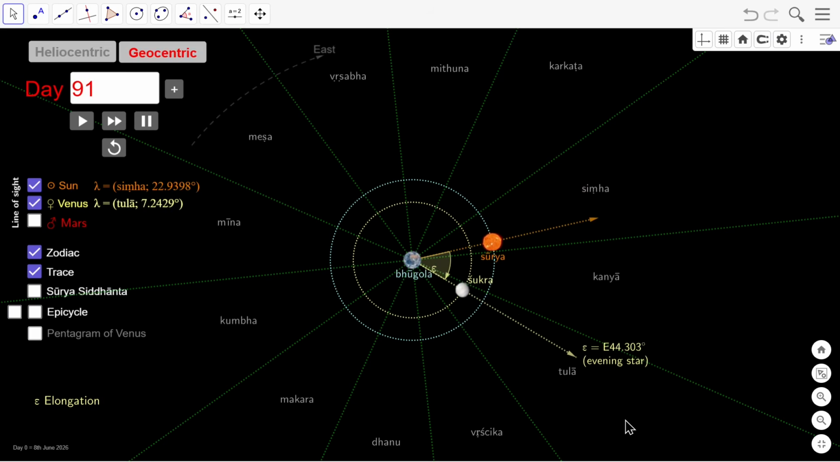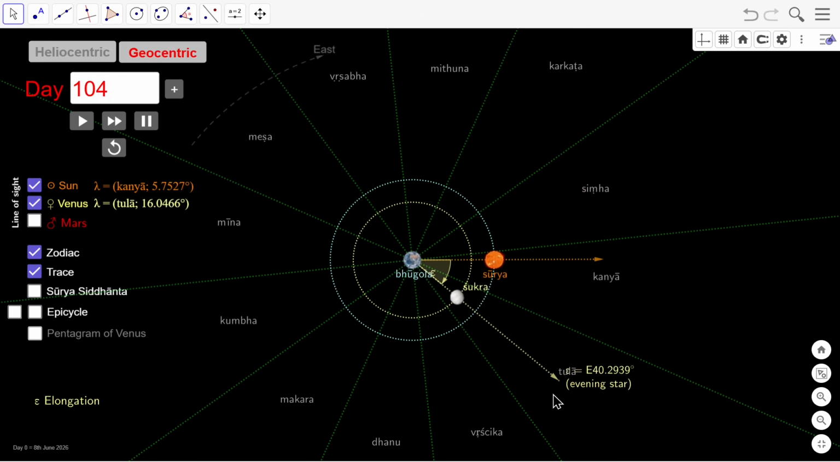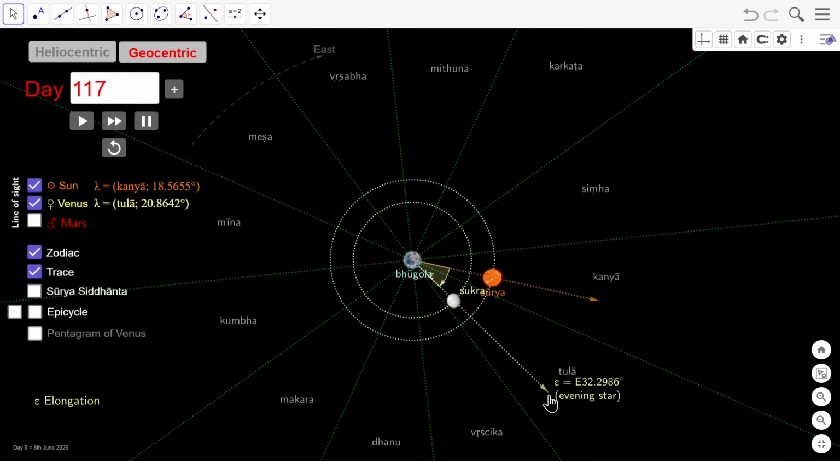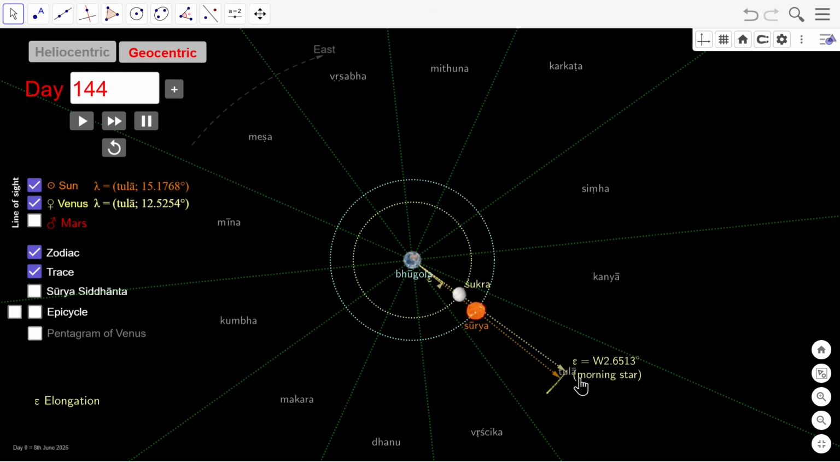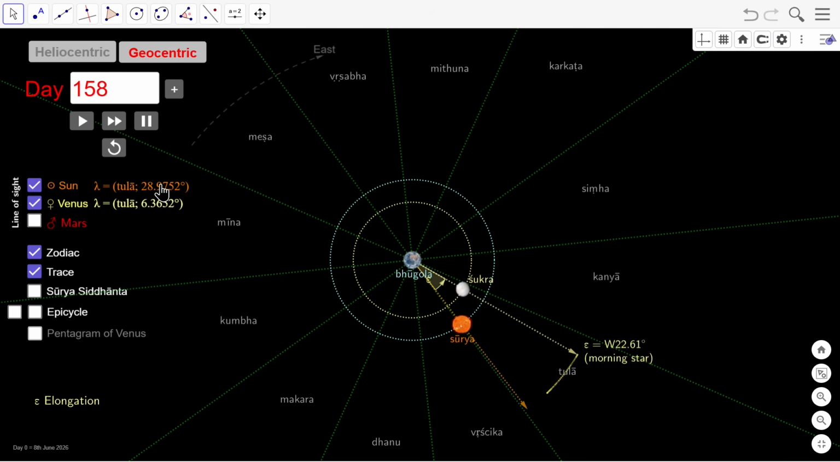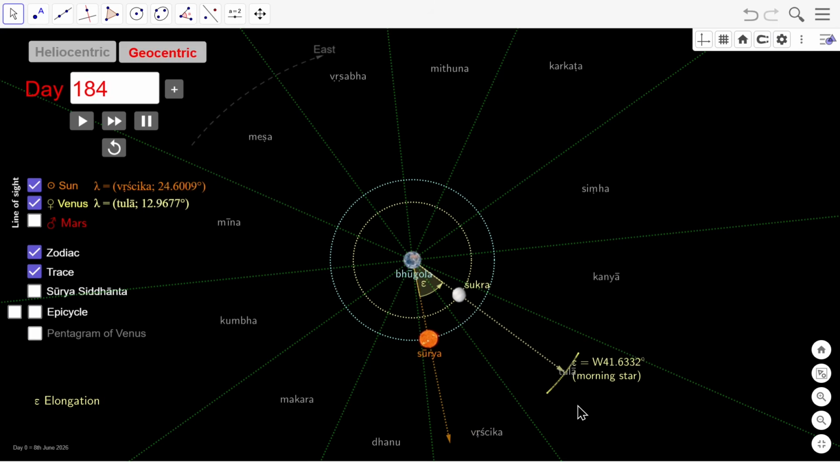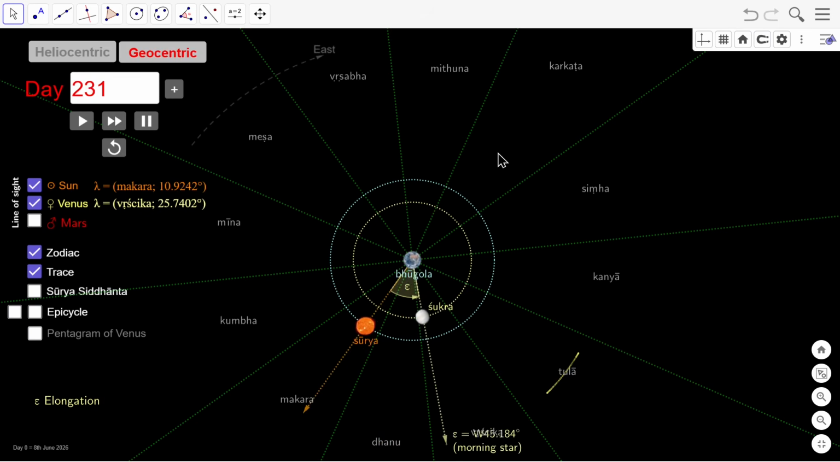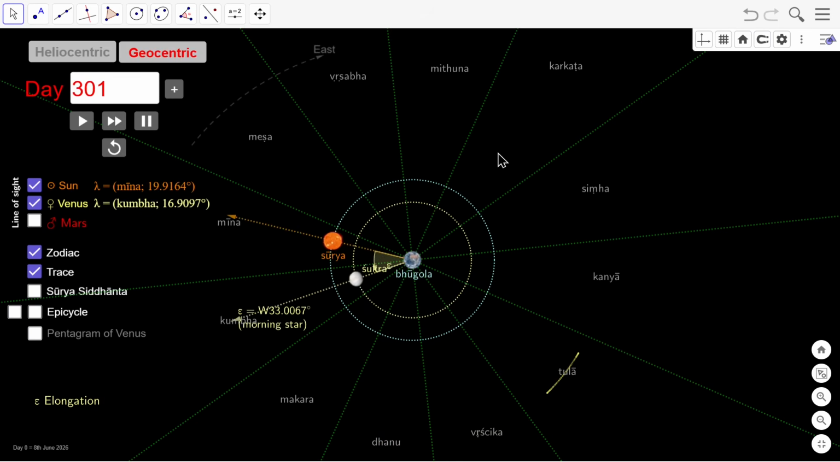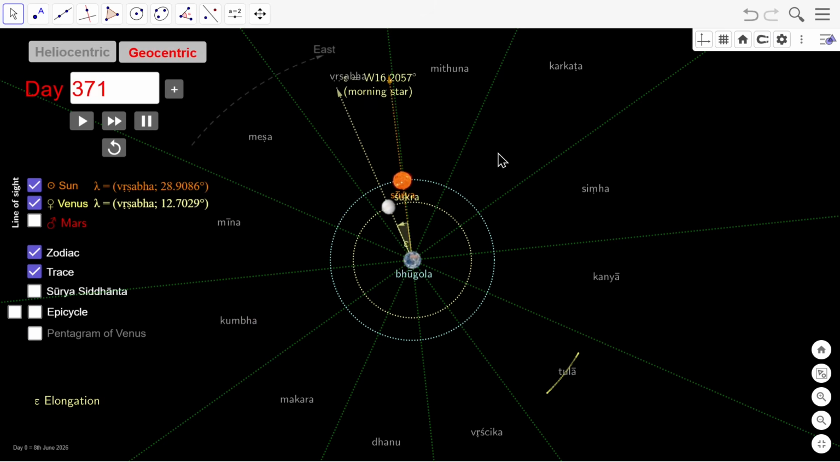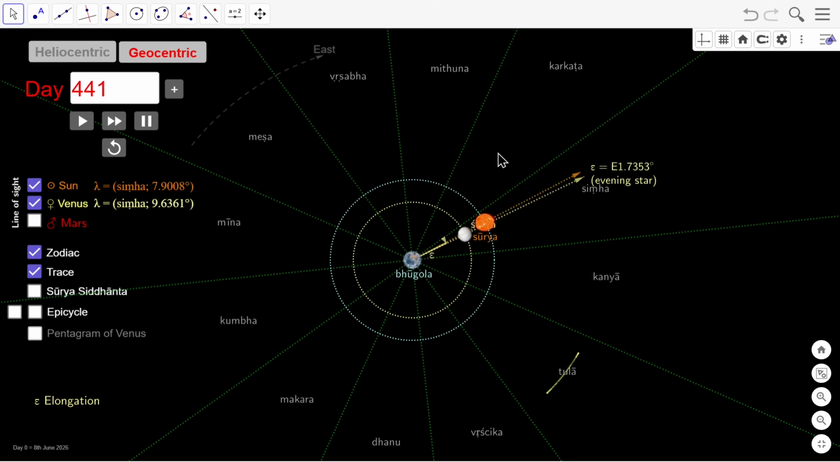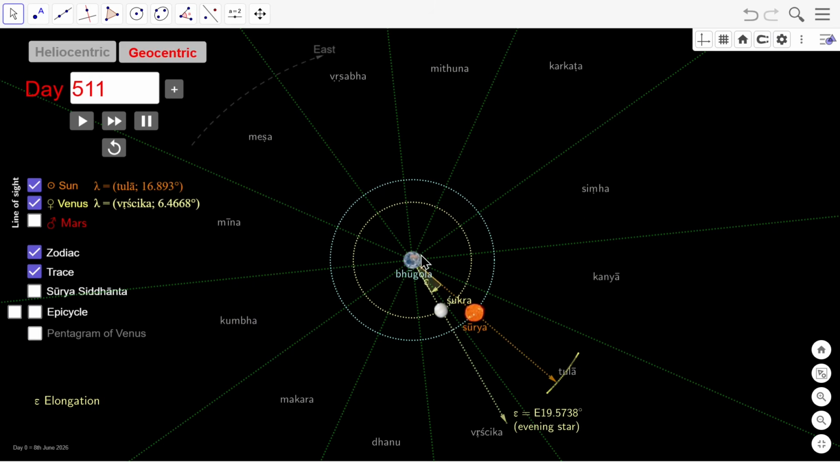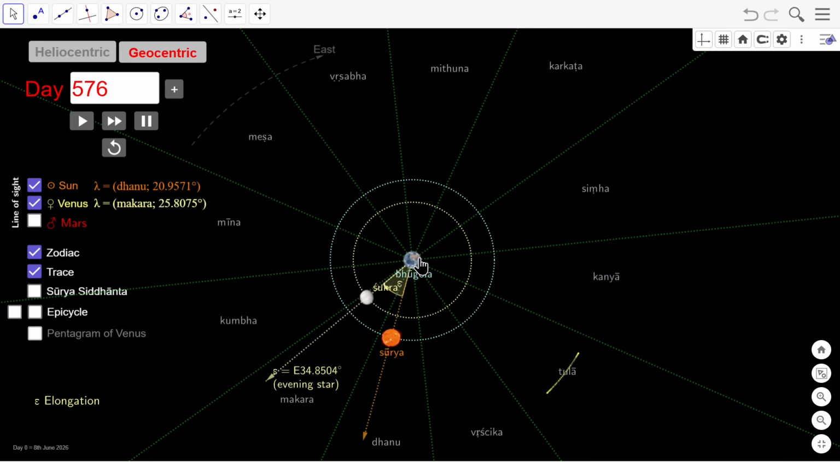But here's the point. You see, right now, as in the heliocentric case, you will have a retrograde movement in Tula. There you go. It's going backwards, and at the same time, it's going to cross over from evening star to morning star. So these ideas of retrograde motion, morning star, evening star are still working in this model, even though this orbit is clearly wrong. So I'm going to speed this up. Everything works in this model exactly as it worked in the heliocentric model, in spite of the wrong orbit, in spite of the wrong assumption that Bhugola is in the center. So there is some magic going on here.